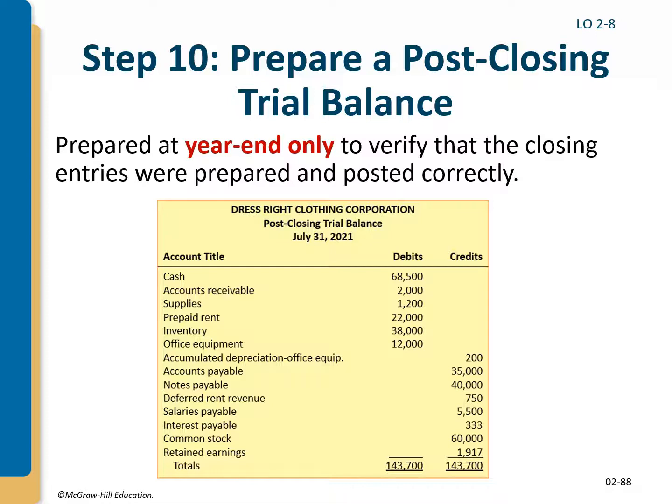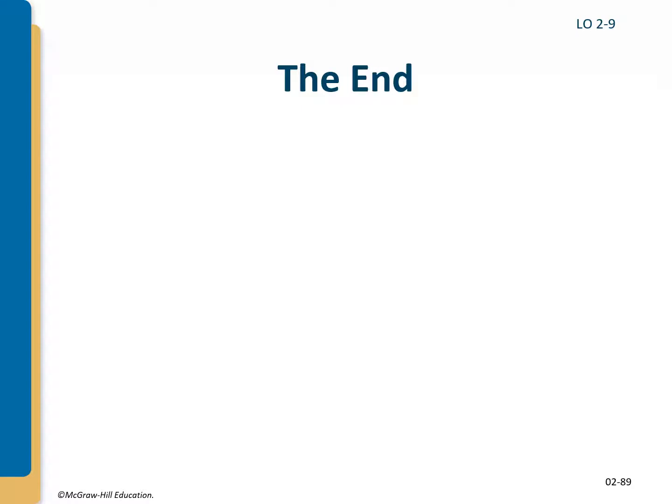And once we finish this post-closing trial balance, we're ready to start the next accounting year. So that ends the major points of Chapter 2 I wanted to discuss. There is more information about reversing entries, converting from accrual to cash basis, accounting worksheets, and some other miscellaneous items that I encourage you to read through and ask questions on. But I wanted to make sure you understand that whole accounting cycle.